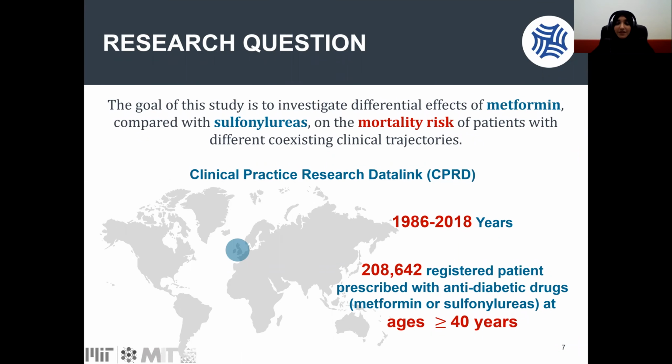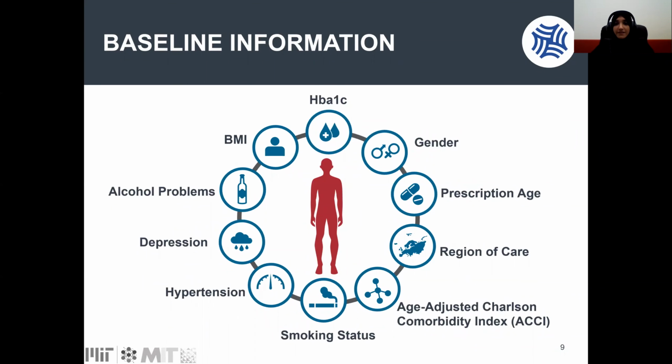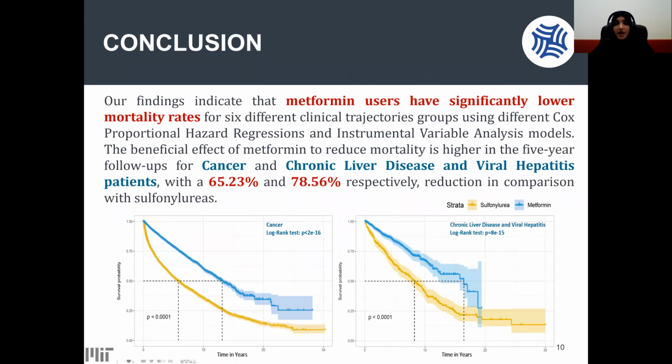I'm going to talk about our study, which aimed to investigate the differential effect of metformin in comparison with sulfonylurea on the mortality risk of patients with different coexisting clinical trajectories. Using CPRD, we extracted approximately 200,000 registered patients under drugs of interest. We divided our population into 6 cohorts based on a pre-existing comorbidity, such as COPD, cancer, and chronic liver disease. We also inquired patient baseline information, for example, BMI, depression, smoking status. Our findings indicate that metformin users had significantly lower mortality rates for all cohorts. The beneficial effect of metformin to reduce mortality is higher in the 5-year follow-ups for cancer and chronic liver disease patients.